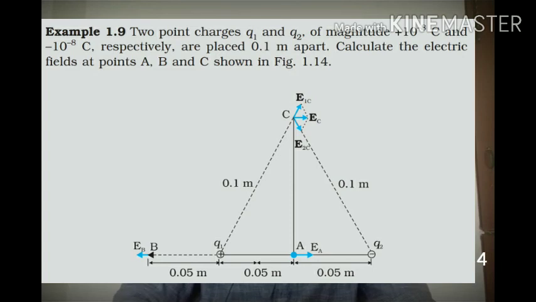Just read the question, try to understand it. In the next class, we are going to solve this question. If possible, go through the text, try to see if it is making sense very well. Otherwise, next class we are going to discuss this particular question.